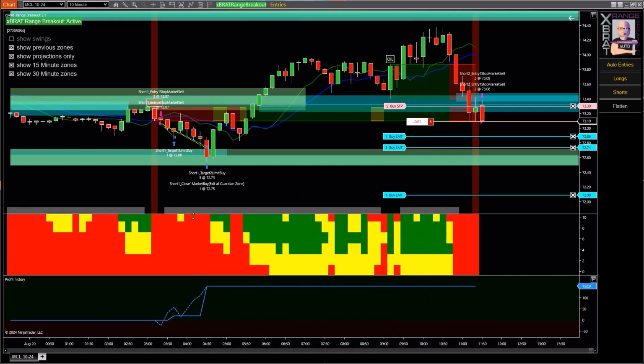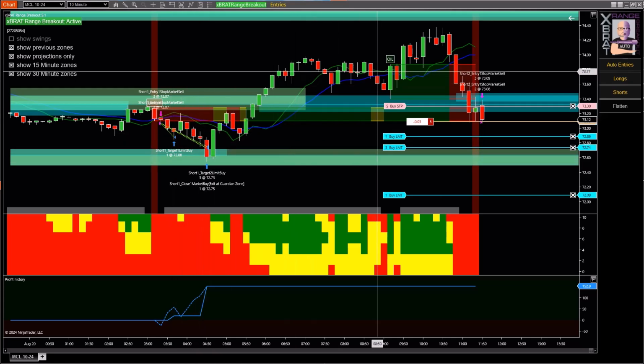Okay, so I've had one great trade this morning on micro oil for the range breakout. Did exactly what it's supposed to do. And I've got another one that's just triggered now, which is called a continuation trade. So we had the London Open this morning. We got the trade short, took one contract off here. The rest were taken off at the Guardian zone.